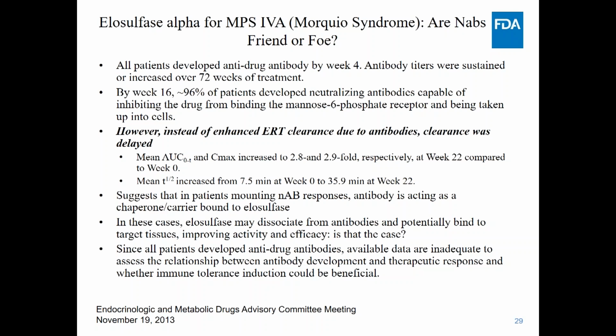Now, whether the enzyme replacement therapy dissociates from antibody and binds to target tissue is not at all clear. Since all patients developed anti-drug antibodies, there are no available data to assess the relationship between antibody development and therapeutic response, and whether immune tolerance induction could be beneficial in this scenario.